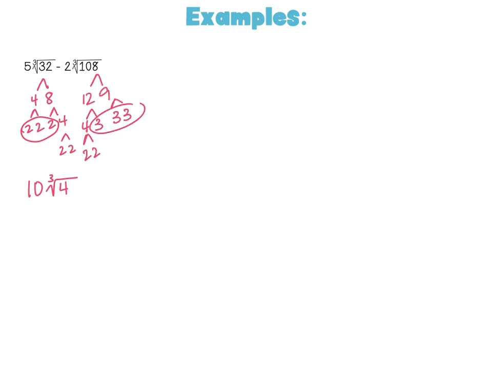Again, it's a cube root, 3 of the same number. Negative 2 times 3 is negative 6, which again, 2 times 2 is 4 left underneath. Now they do match, so I can combine. 10 minus 6 is 4. So my answer is 4 times the cube root of 4.